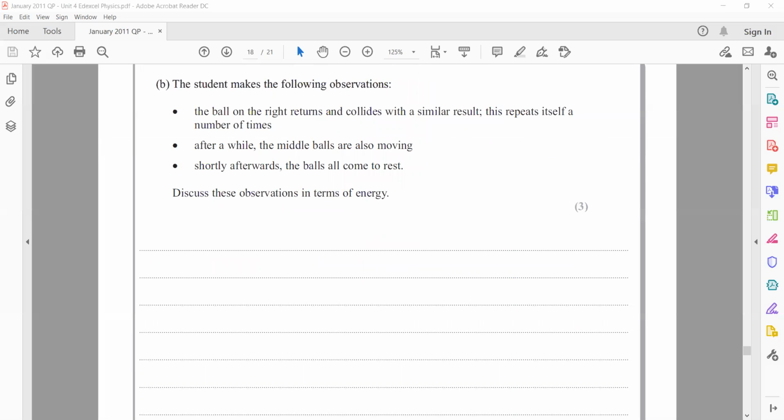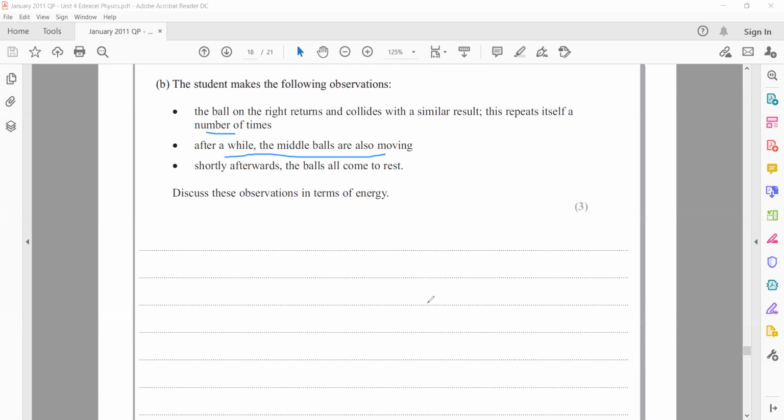So first thing, you should identify whether the collisions are elastic or inelastic. What do you think? Are the collisions elastic or inelastic? At first, inelastic. Inelastic. Why? Because initially there was kinetic energy, but at the last, there will be only internal energy. So all of the energy changes to another form. So the collision is likely to be inelastic. So you'll mention the collisions are inelastic.